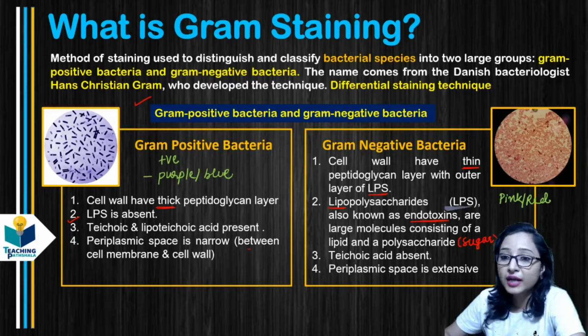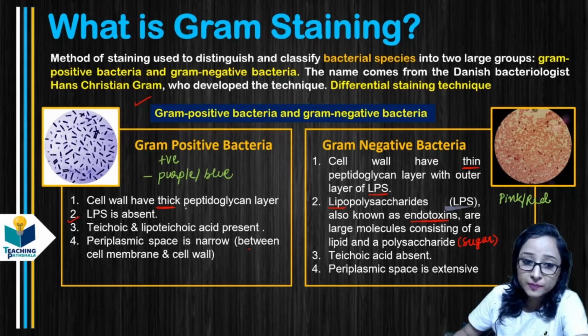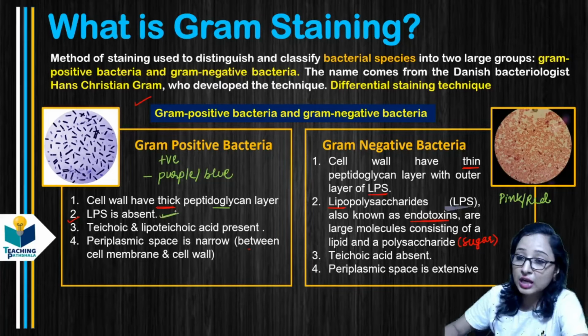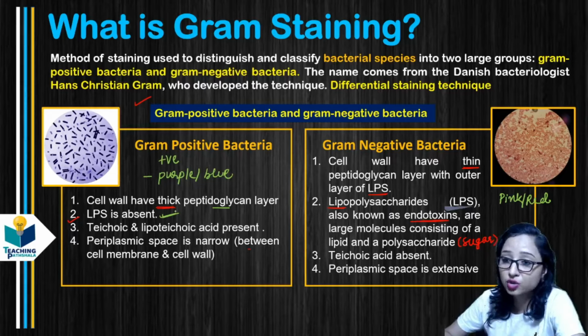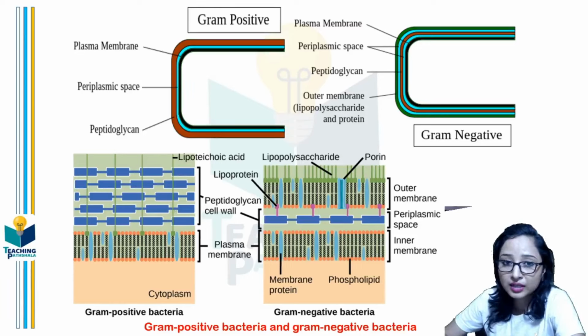So these are the minor differences between gram positive and gram negative, but because of these two points, that is the thickness of peptidoglycan as well as the presence or absence of LPS, these are the two factors which are responsible for this differential stain. That means there is a difference in the stain. So let's see how we mainly do it. But before moving to that, let's understand gram positive and gram negative bacteria on the basis of pictures.